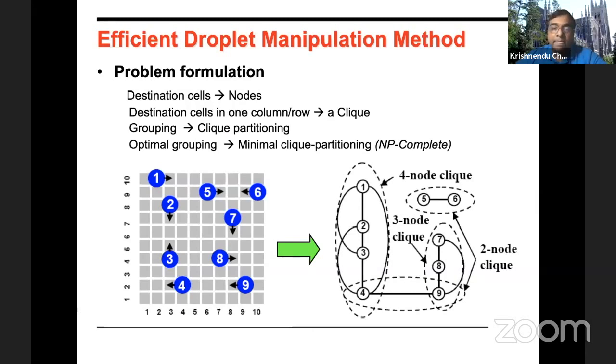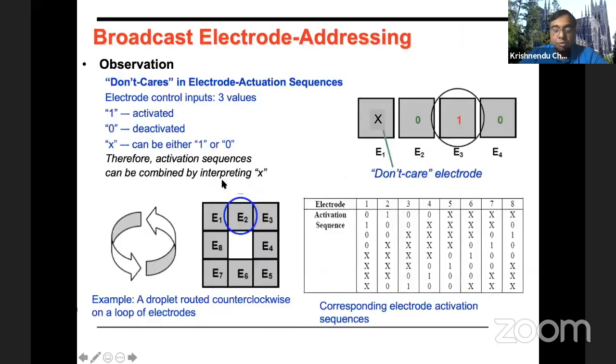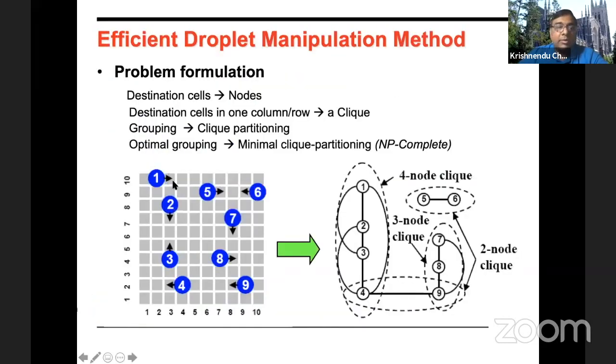Okay, so for example, if you look at this graph here, 1 and 2 have a common destination column. Therefore, you have an edge between 1 and 2. But there is no edge between 1 and 5 because they don't have a common destination row or column. So I first draw this graph, and then I do a clique partitioning on the graph. A clique is a maximum subgraph, basically a graph where every node is connected to every other node. And this is a very well-known problem in graph theory.